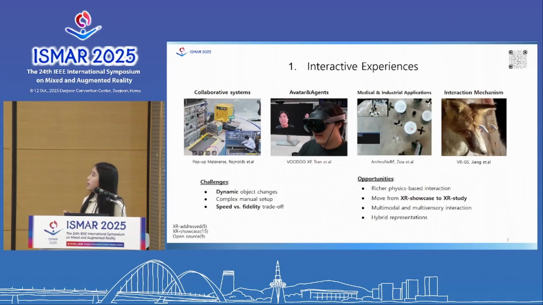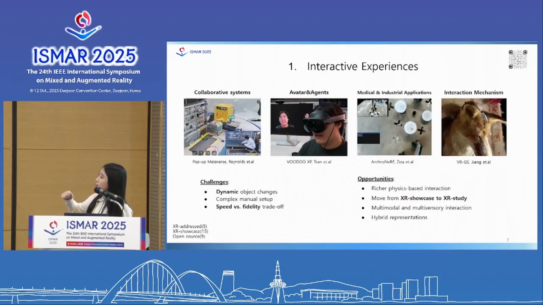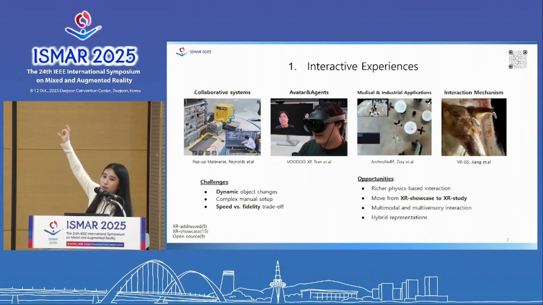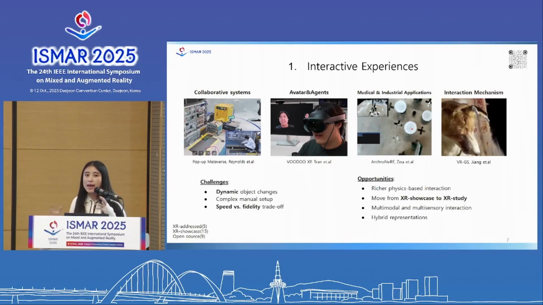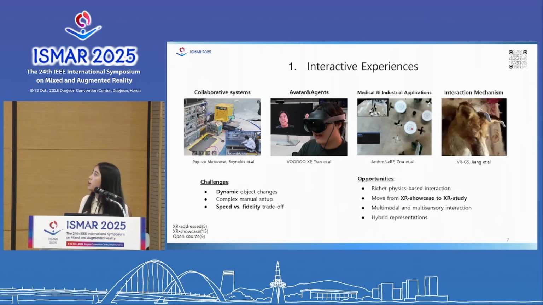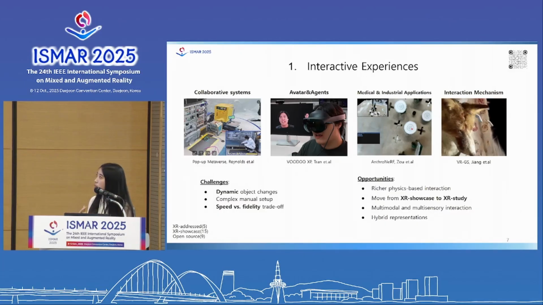So to go over the different key themes in detail, if you can't read all the text, you can also scan the QR code above on the slide to get access to our project page, and there's also a GitHub repository of all the collected papers. So the first and most important category is interactive experience, which includes all kinds of radiance field XR applications, ranging from collaboration systems, photorealistic agents and avatars that are interactable in VR and XR, and also real-world applications such as medical and industry applications, and also importantly interaction mechanisms such as physics-based interaction in XR.